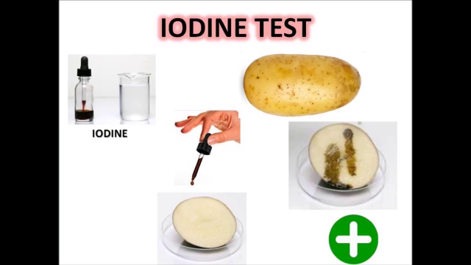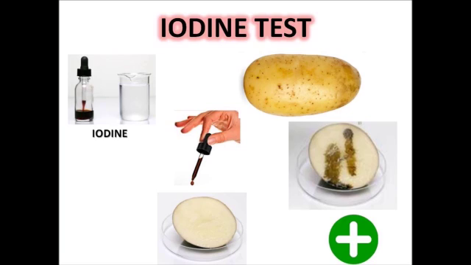So when you perform this iodine test on potato, what happens? Obviously, a blue-black color appears because starch is present in potato. So we say that iodine test is positive for potato. If the iodine test is negative, that means starch is not present. So positive test means that this blue-black color will appear after adding iodine solution.